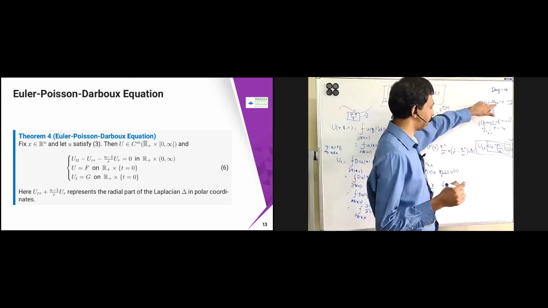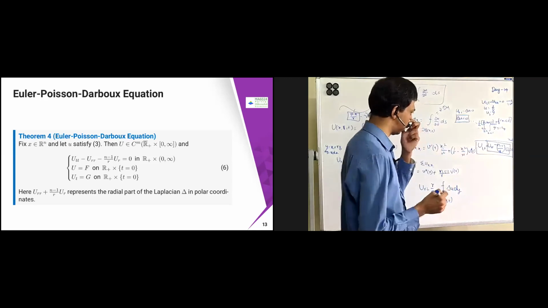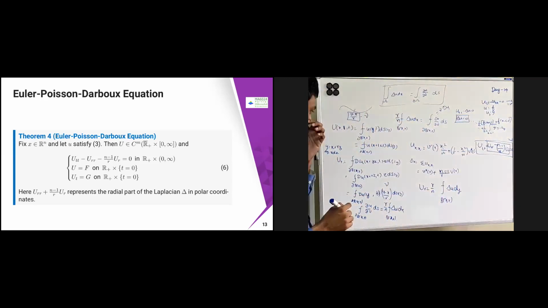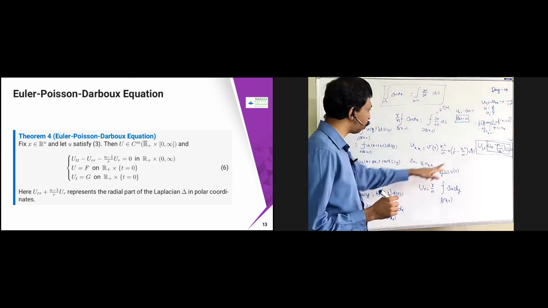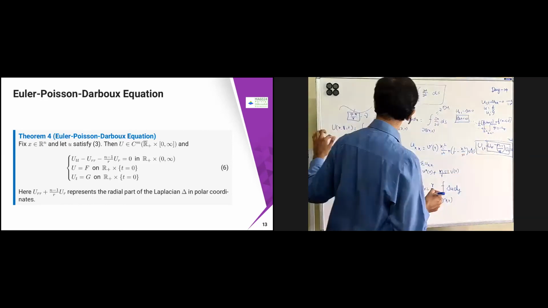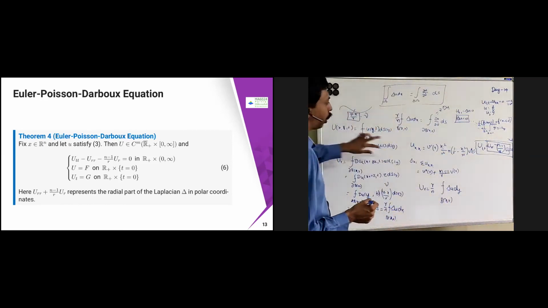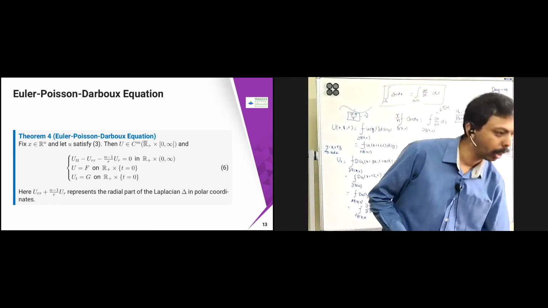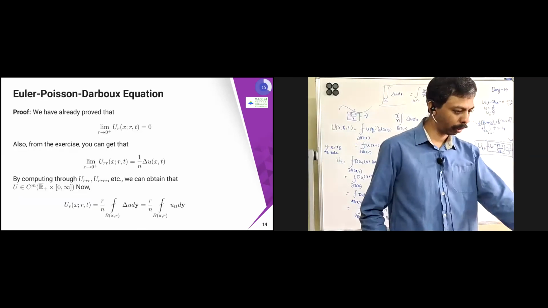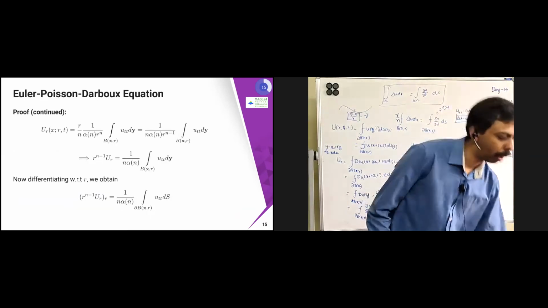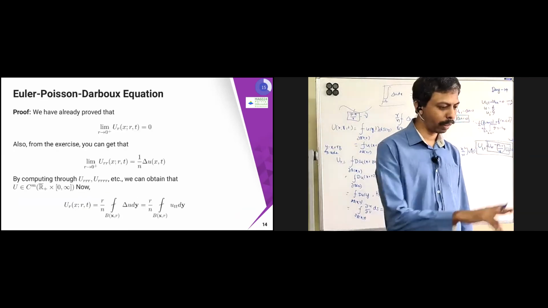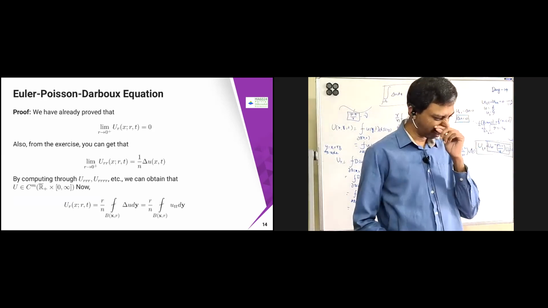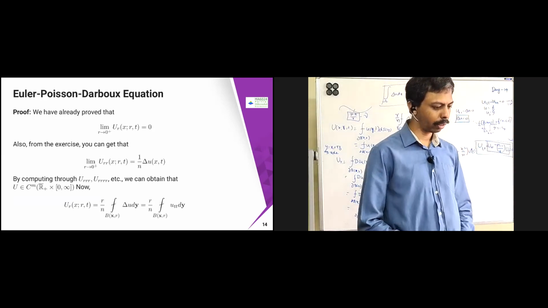So these two terms are going to contribute to my u_xx. Now what we need to do is prove this one: whatever u we define is going to satisfy this equation. That's what we are going to derive. We did that exercise, so from that exercise you can get this one. Also this one we have done.